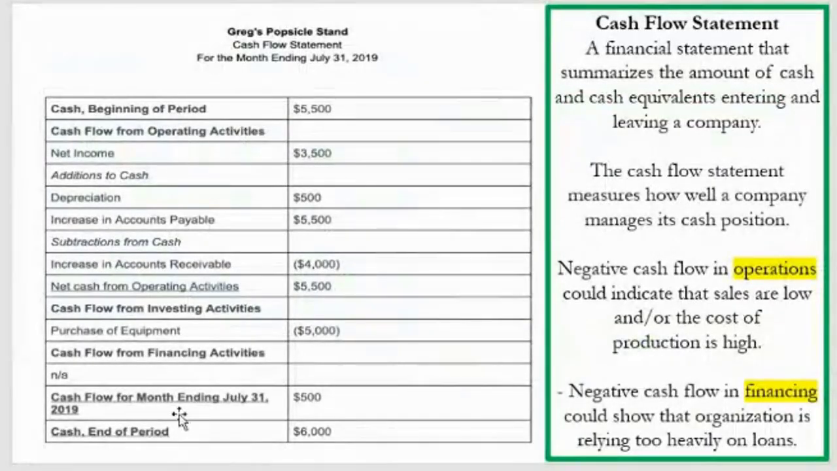Now, this is what a cash flow looks like. It basically tells you the amount of cash that is entering the organization or leaving the organization. And a negative cash flow would indicate that probably sales are low and the cost of production is very high. And that's in operations, but a negative cash flow in financing could show that the organization is relying too heavily on loans. Because in financing, if it is a negative cash flow, then it probably has a lot of loans that it's relying on.